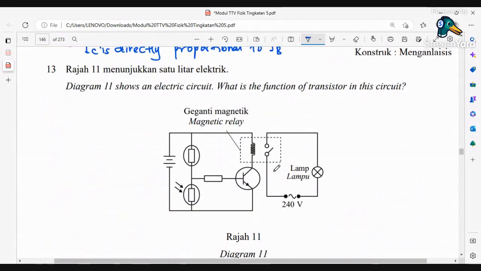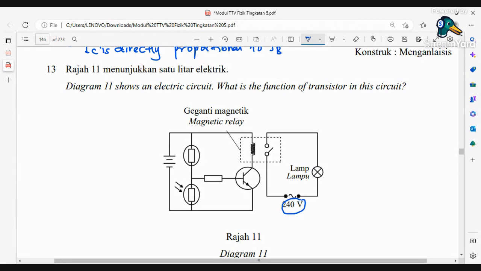Okay, the function of the relay here: because the lamp here requires higher voltage. The high voltage cannot be directly connected to the transistor because the transistor cannot support a high current. It easily spoils. That's why the relay is used here, to prevent large current flowing through the transistor and spoiling the transistor. So put the relay here.